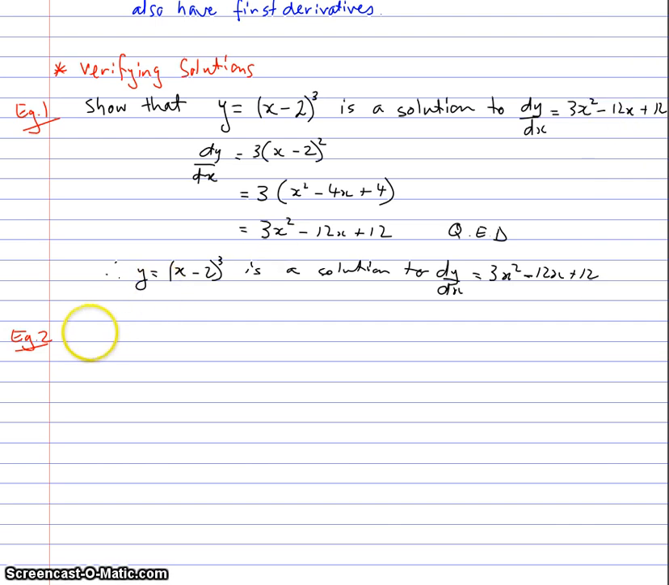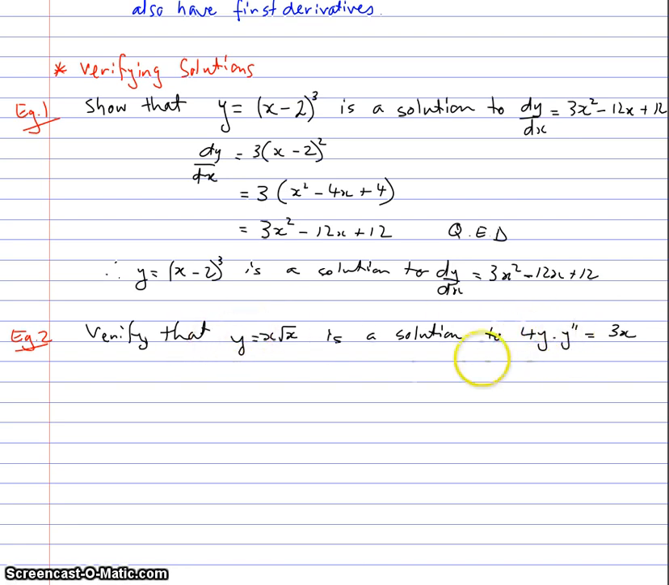So verify that y equals x root x is a solution to 4y times y double dash, or the second derivative, equals 3x. So we need to verify that that is a solution to that.